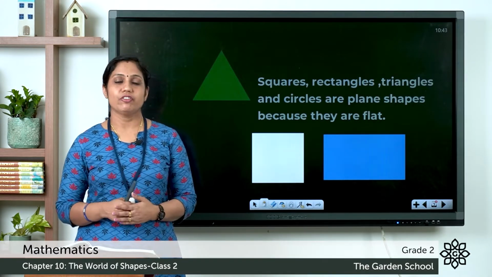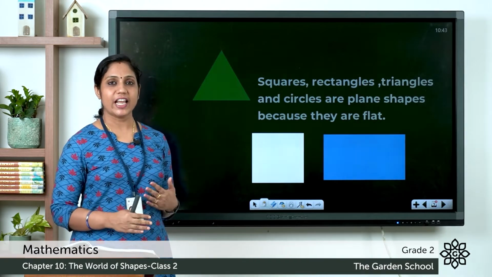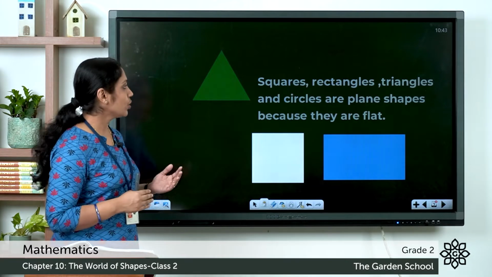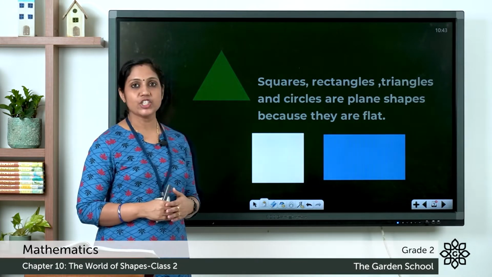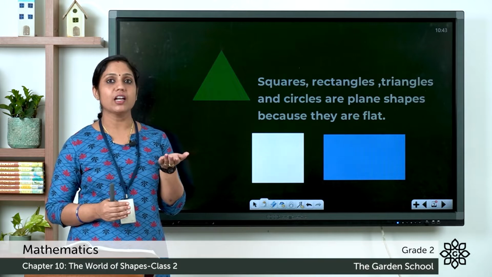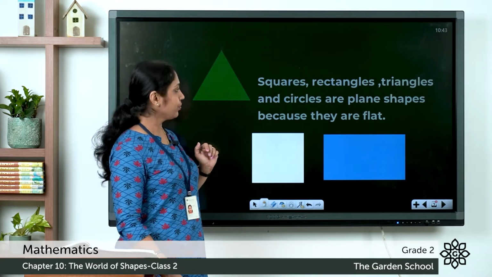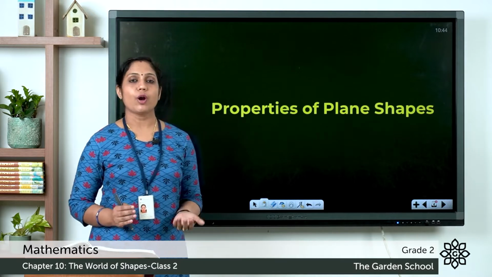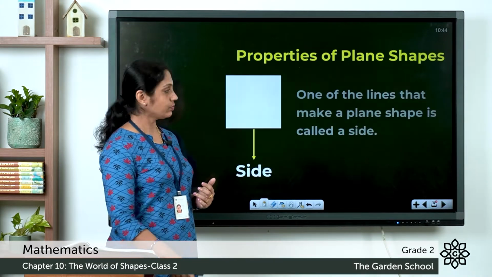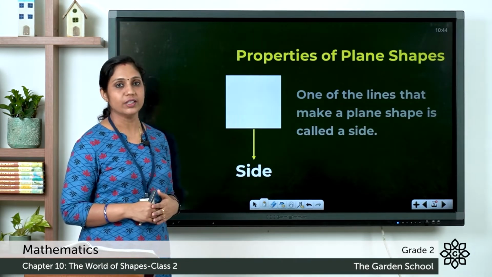We have learnt about different shapes, triangles, rectangles, square, etc. So these shapes are plane shapes because these shapes are flat. So we can say that these shapes are plane shapes. Now let's learn about the properties of plane shapes. Here you can see a figure.